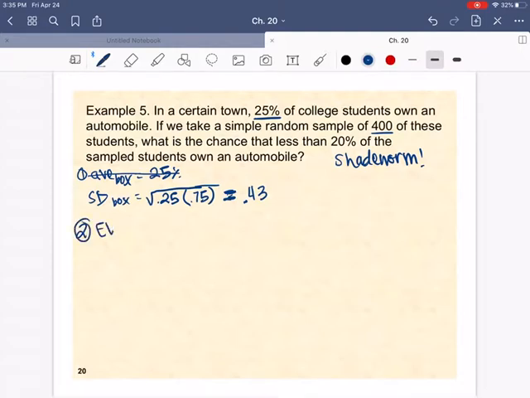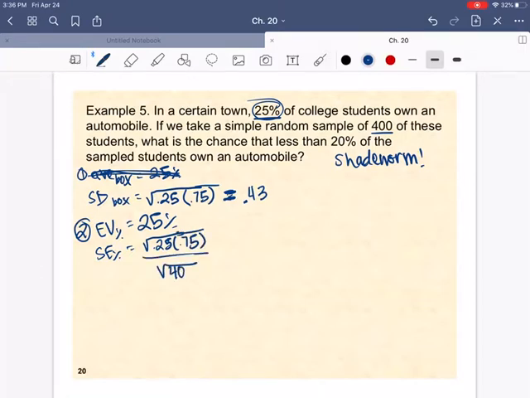Step 2 is the EV percent and SE percent. Okay, EV percent is 25%. You don't need the average of the box to get that percent, and that's why I crossed the average of the box off, because it's simply the parameter given, this 25%. The SE percent is the SD of the box divided by the square root of the number of draws times 100%.